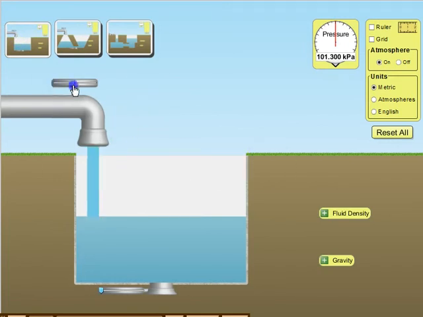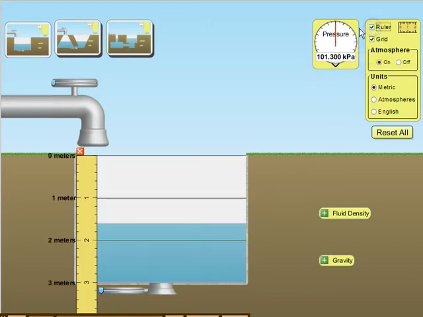This top tap is an inflow control. I can increase it. And this bottom tap lets the water out. That's what these two controls do. There are a couple of displays. I'm going to click on grid and ruler. This grid just tells me the height, and the ruler measures the depth. Okay, cool. You guys have understood all the controls so far?